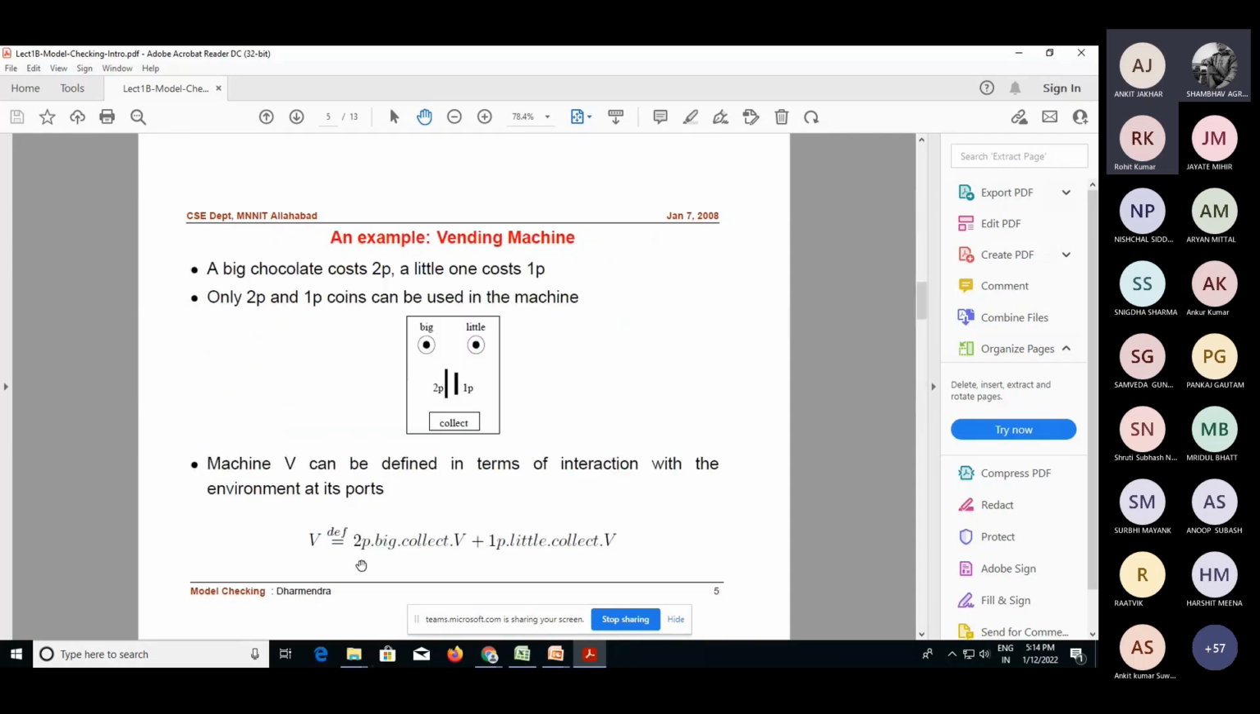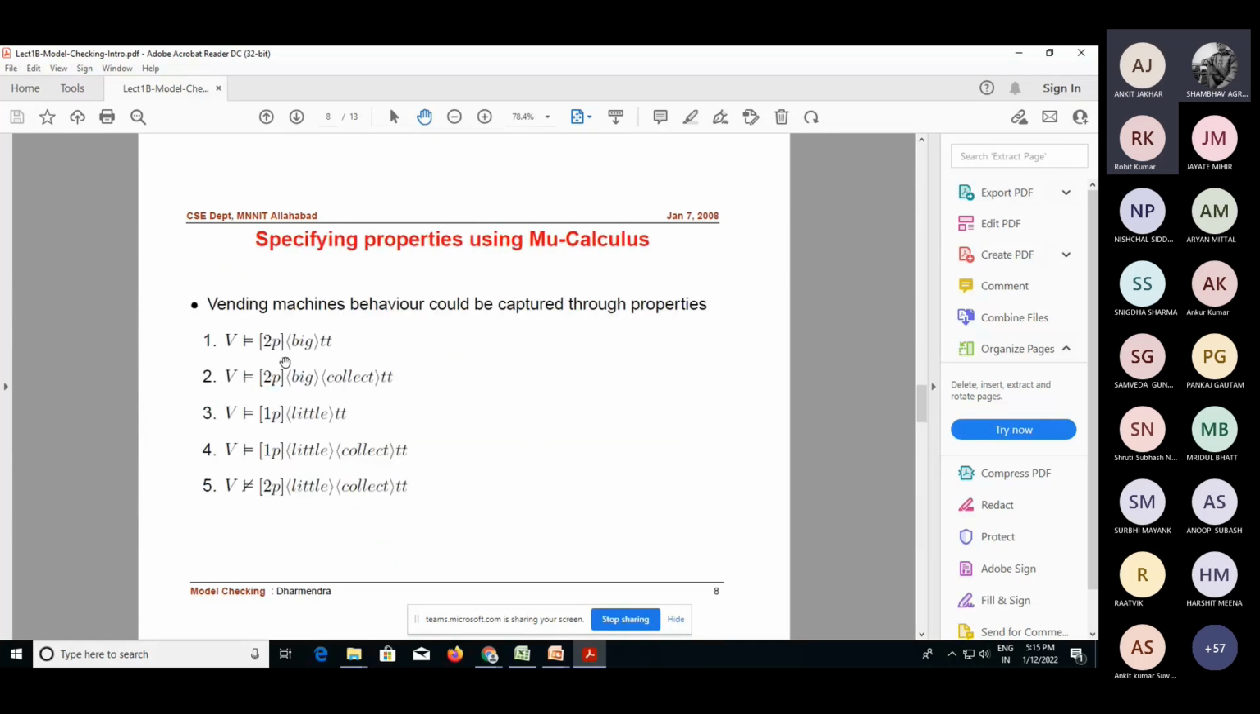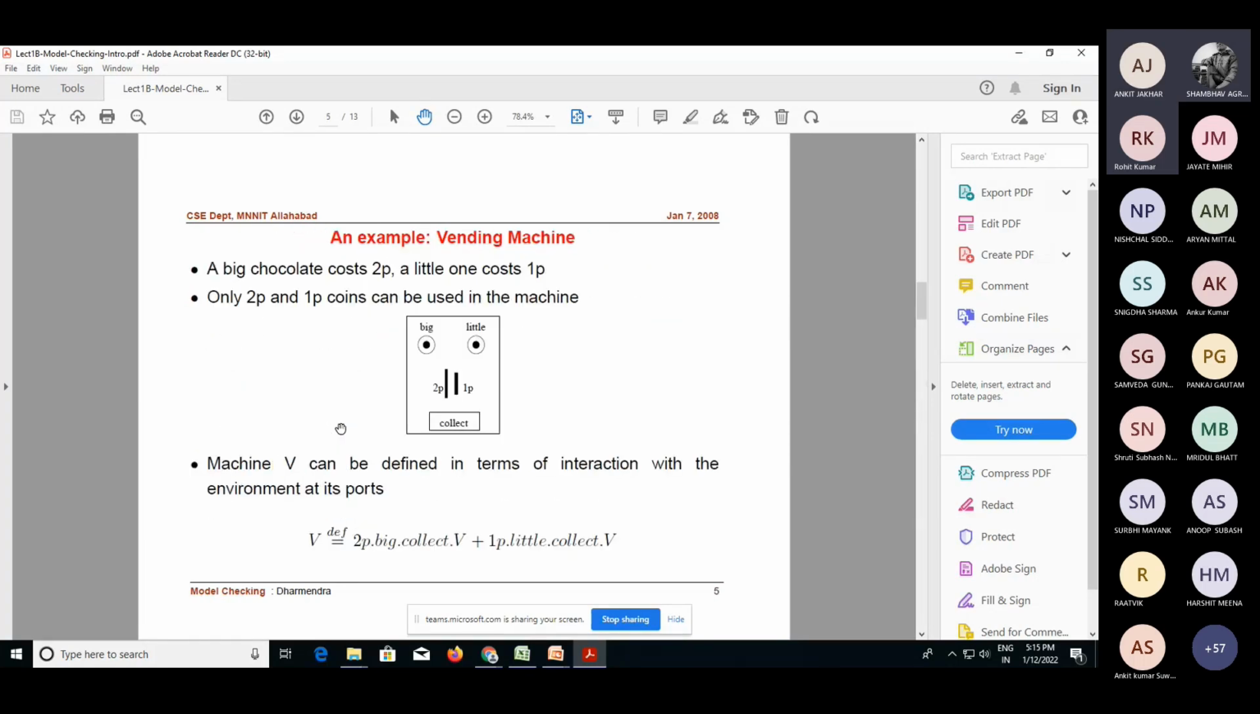You are getting it because it is 2p dot big dot collect dot v: after pressing 2p I am in a certain state, and after pressing the big button I go into TT. Then again 2p, then big, then collect TT, this will also hold. Similarly 1p dot little. Look at the behavior of these machines: which property will hold and which will not. If these sequences of operations are performed as they are here, then it holds, otherwise it does not.